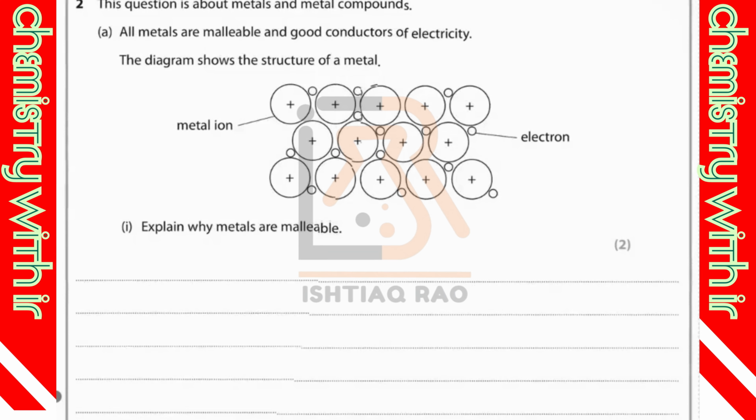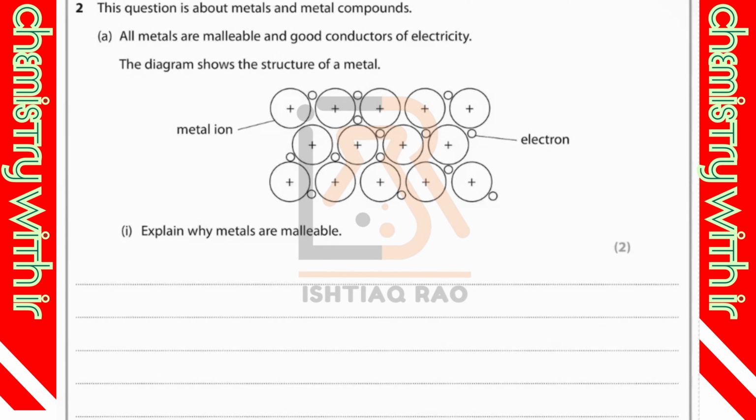Why are metals malleable? This is the diagram for metallic bonding. Malleable means that they can be changed into any shape. The reason is that it has a layered structure. You can see the layers of ions, basically layers of cations.